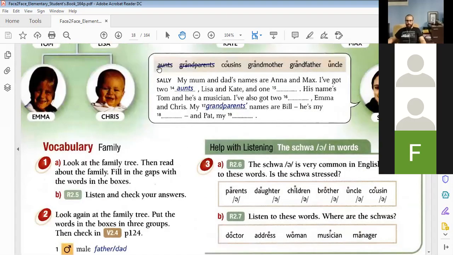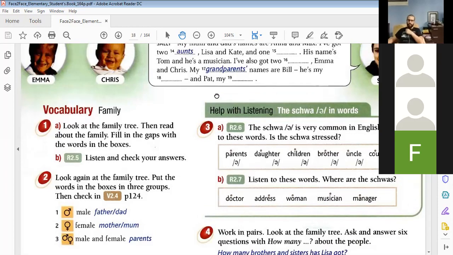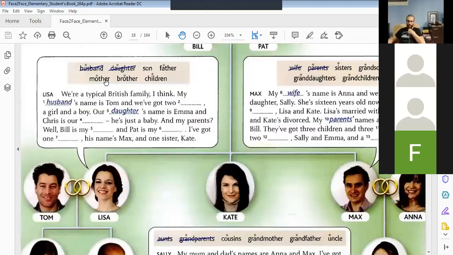All of these words, aunts, grandparents, cousins, grandmother, we want to put them in three groups: the male group, the female group, and male and female. Let's give number one to male, number two to female, and number three to both. Using numbers is easier.